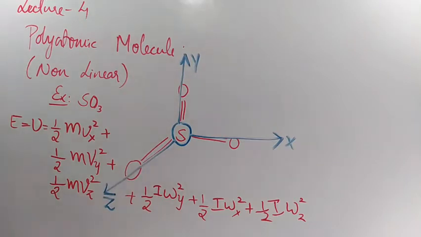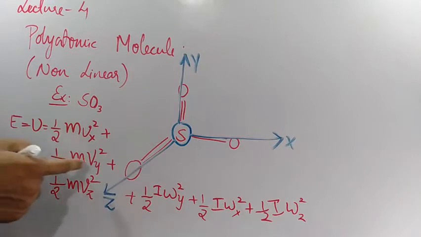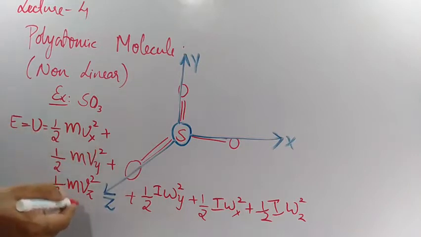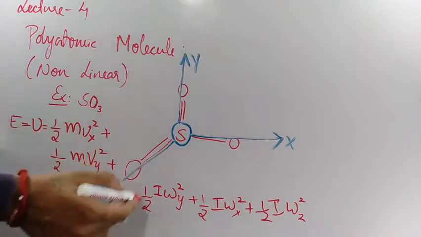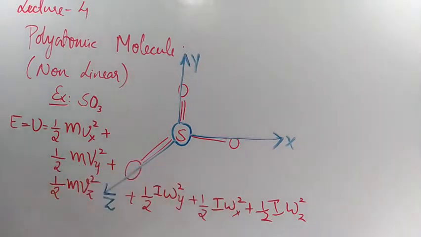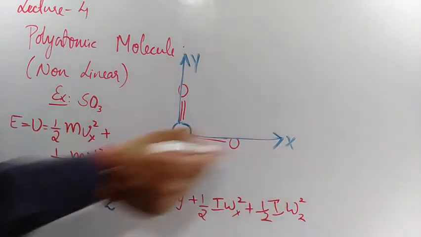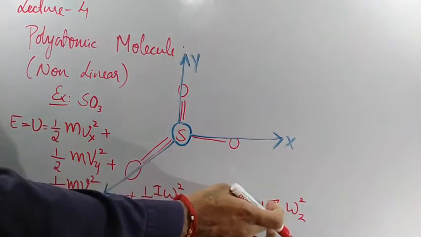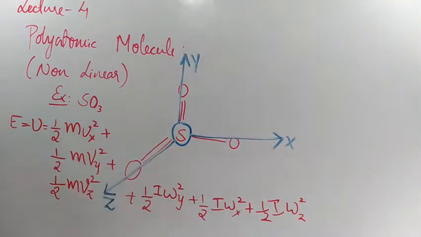Now totally how many terms are there? Just start counting. Half mvx square first term, half mvy square second term, half mvz square third term, half I omega y square fourth term, half I omega x square fifth term, half I omega z square, this is z not 2, sixth term.